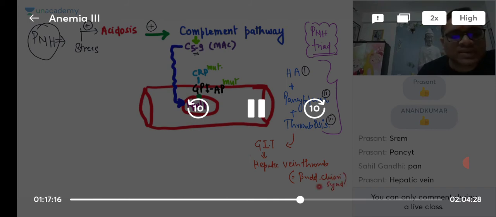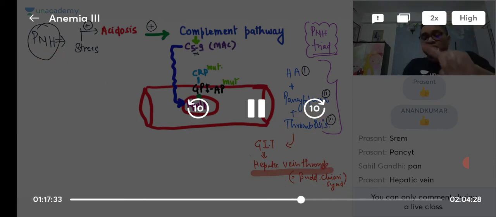So why am I writing all these things? So that we can understand that PNH is also a cause of Budd-Chiari syndrome, by causing thrombosis in the hepatic vein. Right? Now I will tell you the clinical scenario, how the question will be asked, or how you will face it in your personal life when dealing with these kinds of PNH patients.